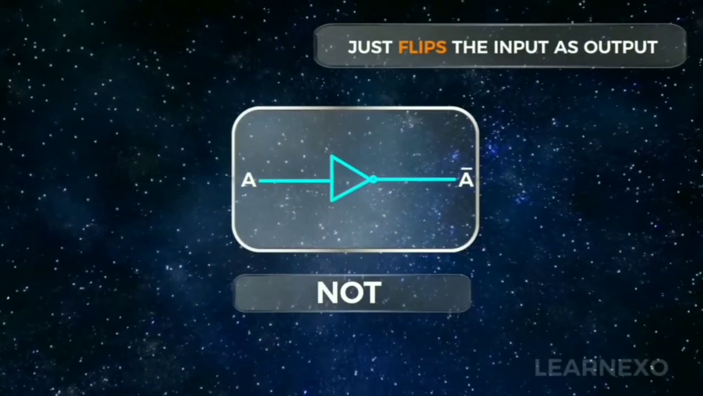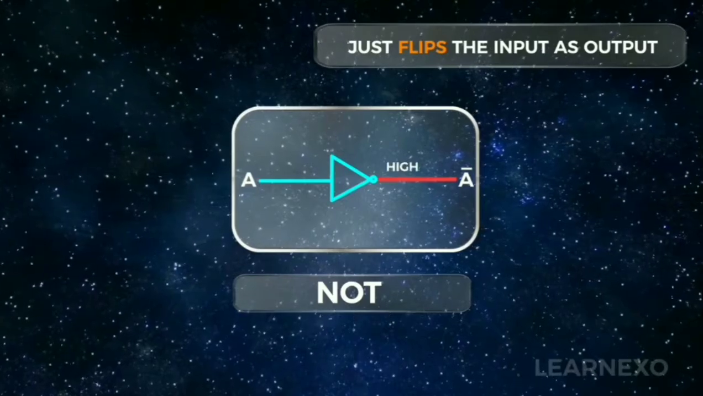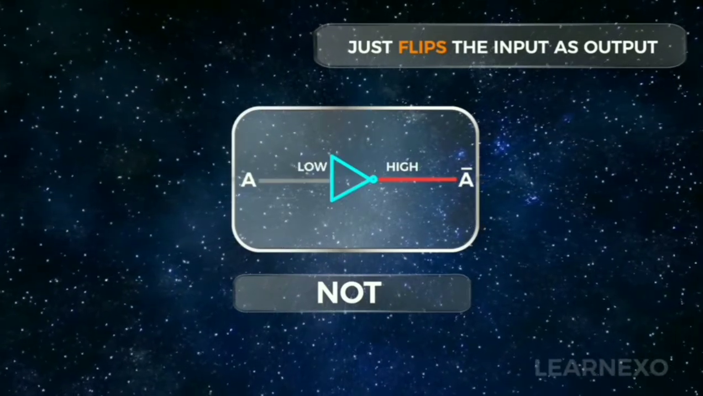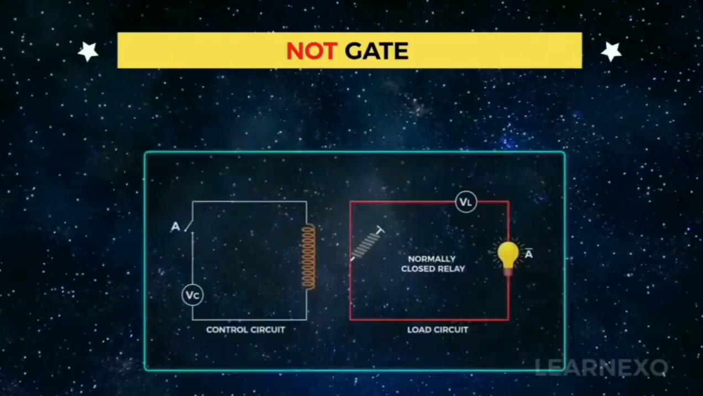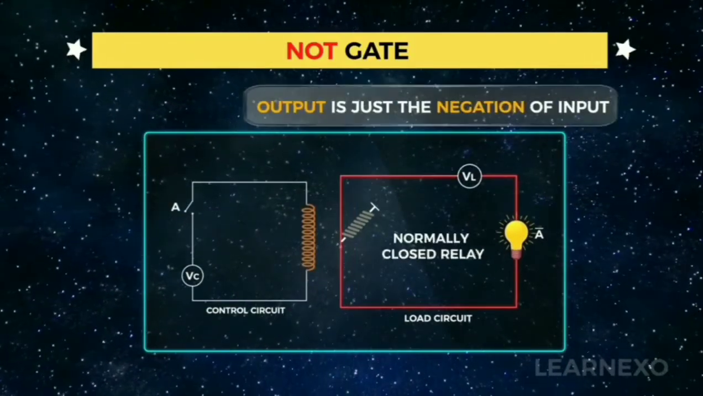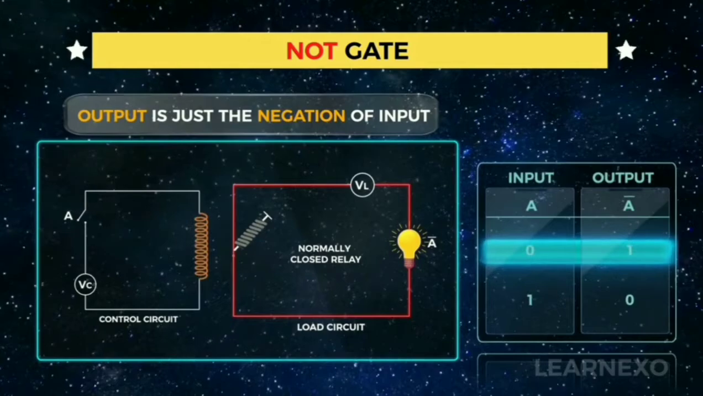NOT gate. It just flips the input and gives the output. It makes output current high when the input current is low and makes output current low when the input current is high. A NOT gate is just a normally closed relay, and its output is just the negation of the input.